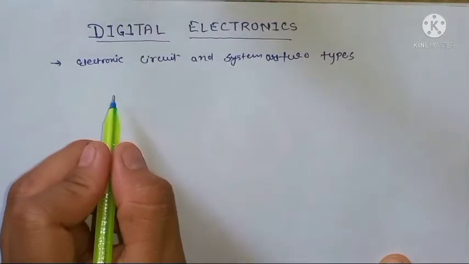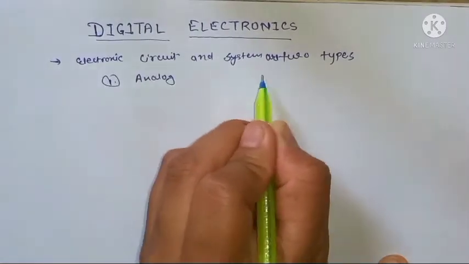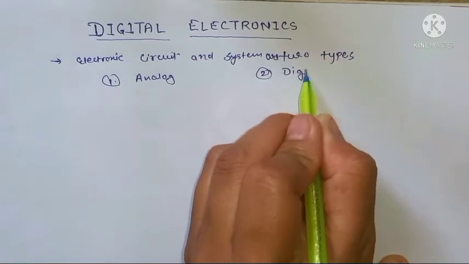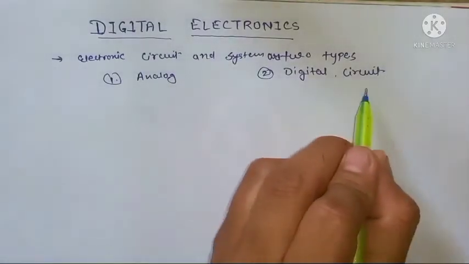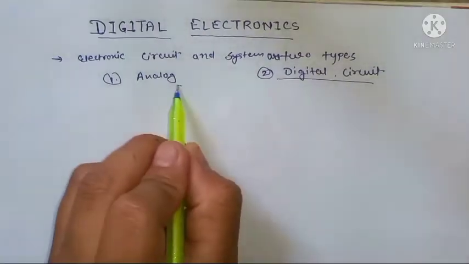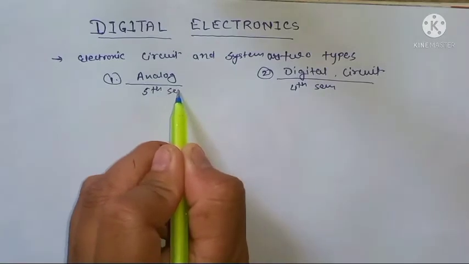Friends, electronic circuits and systems are of two types. First one is analog electronics and second one is digital electronics. We study digital electronics in the 4th semester and analog electronics in the 5th semester of engineering. Let's first know about digital electronics.